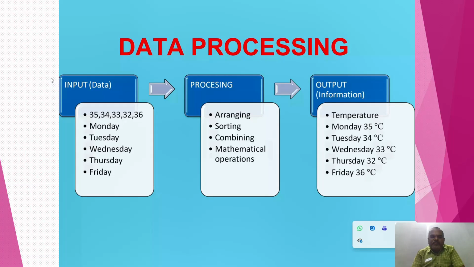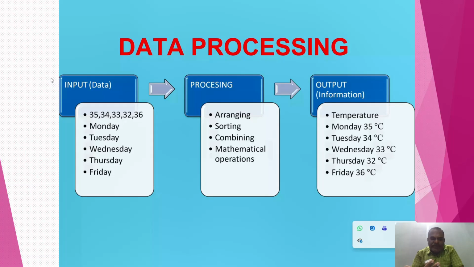For example, we are giving input like numbers, like day order. Then we are arranging this input, then finally we are getting the output. Can you understand this input, processing and output? You can easily understand. I'm telling you, here 33, 34, 35, 34, 33, 32, 36, these are the numbers. So how are we processing this data? The first step, we arrange the data. How can we arrange the data? We can arrange the data in a sorting format, like ascending order to descending, descending to ascending, whatever.